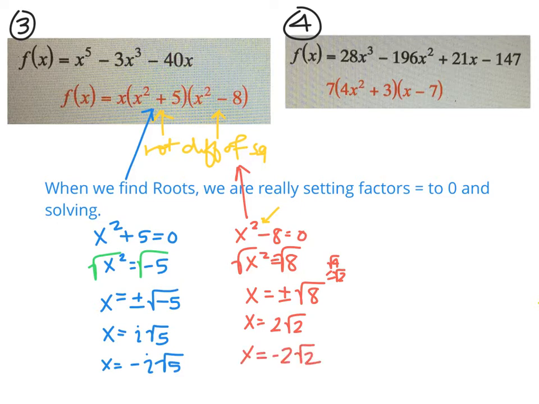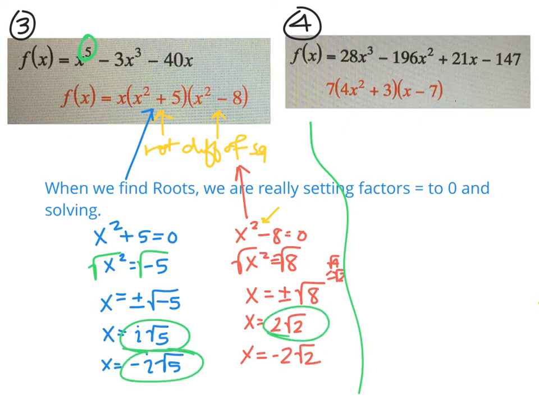So now let's go back and check our original problem. This says x to the 5th, so I should have 5 answers. I've got 1, 2, 3, 4, and my 5th answer is from this x out here in the front. Remember, that's going to give me just 0 as a root. All right, so if you want to try this other problem on your own, question 4, you can.